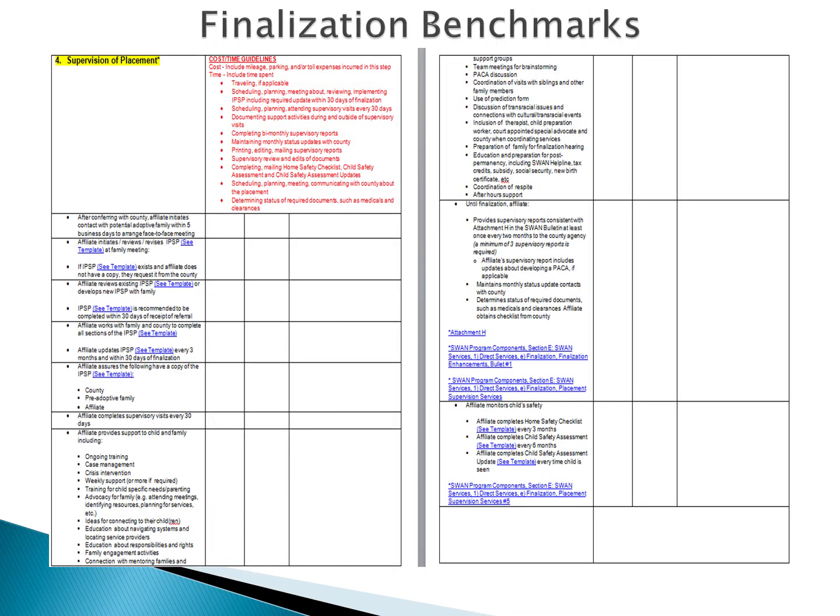Main numeric step number 4 is Supervision of Placement. Bucket number 4 gathers practice and travel time spent providing ongoing support to the child and family, providing supervisory reports consistent with Attachment H in the SWAN Bulletin at least once every 2 months to the county agency, and monitoring the child's safety. Include all time spent in the home for weekly supervisory visits, such as monitoring the child's safety.